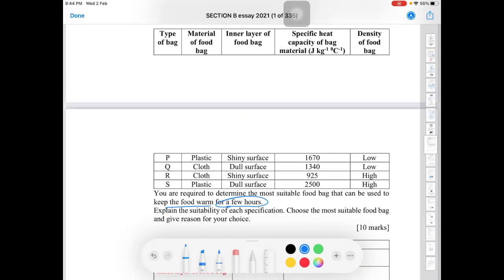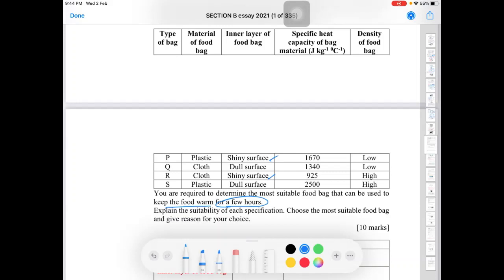Material of the food bag. You nak plastic or you nak cloth? Alright, lepas tu inner layer of the food. So inner layer sekarang dalam bag itu you bawa benda panas. Jadi you nak panas tu jangan keluar. Jadi inner layer tu mestilah you nak shining. So that the heat bila kena dekat lapisan itu it will reflect back to the food. Jadi the heat will not lost lah. So kita akan ada, kita nak yang shiny.